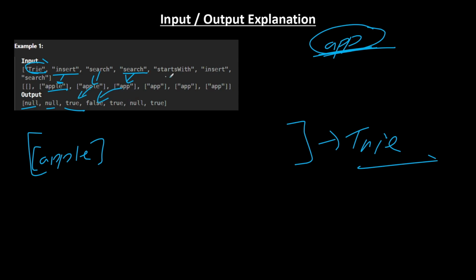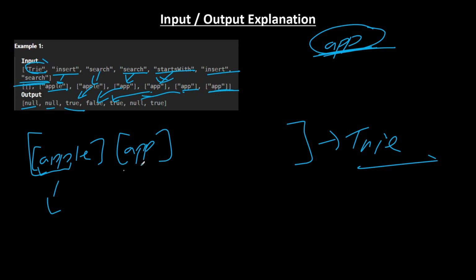After that, we have the operation startsWith. In startsWith, we have app. In the trie, we have the word apple, and in the word apple we have the prefix app, so it's true. Now there is another insert of app. So we will add app to our trie, and it's null because there is nothing to be given as output.